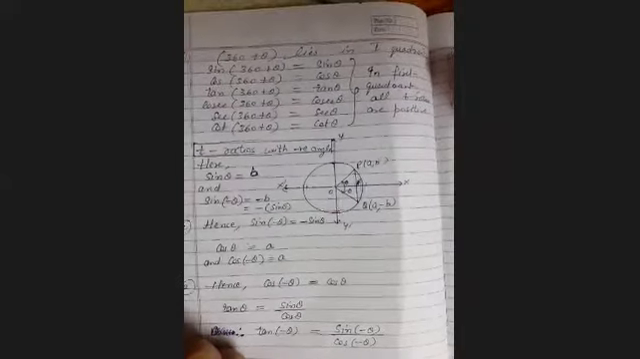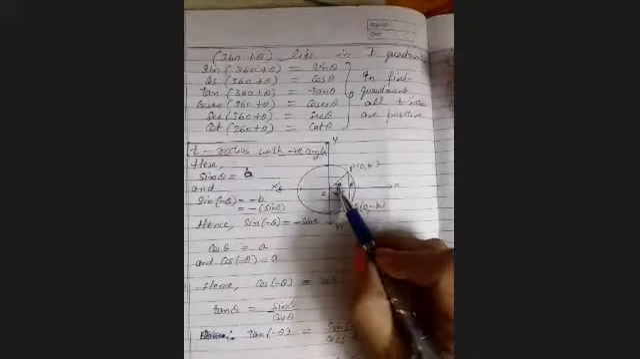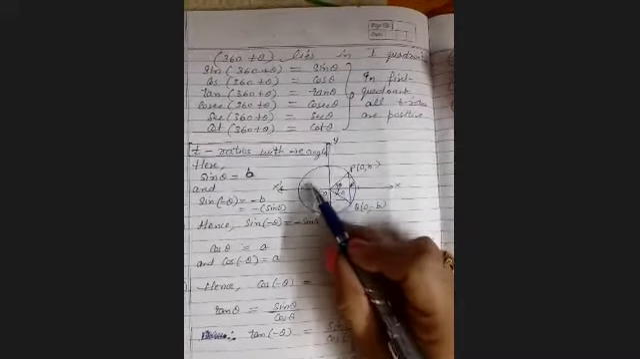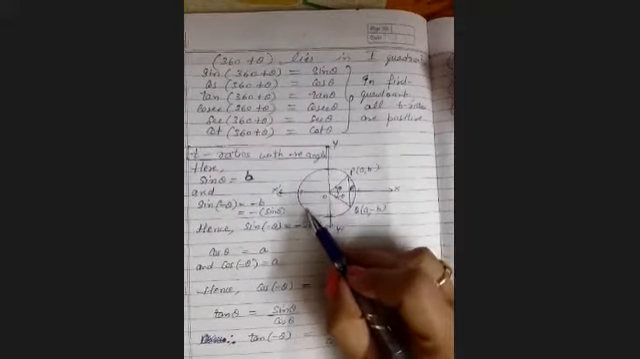Now trigonometric ratio with negative angle. What is the meaning of negative angle? If we take the angle in the anti-clockwise direction, that is positive. If it is clockwise, then it is called negative. This angle is negative. So here we are taking minus theta.